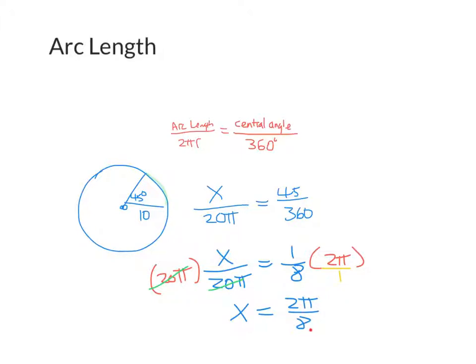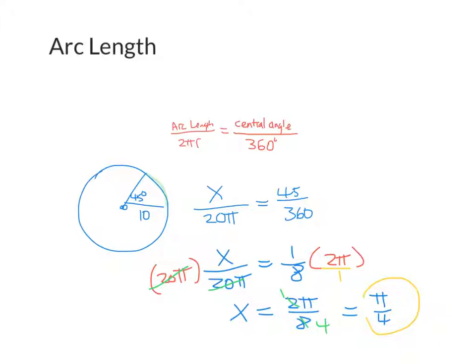Now here's the deal. The 2 and the 8, that could be reduced for sure. The 2 could turn into a 1, and the 8 could turn into a 4. And then, lo and behold, we have pi over 4. Now I know that that's a weird number, but it is the answer. That's actually the arc length right there. All right, it's pi over 4.